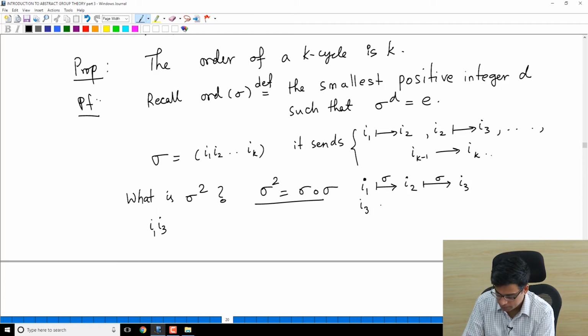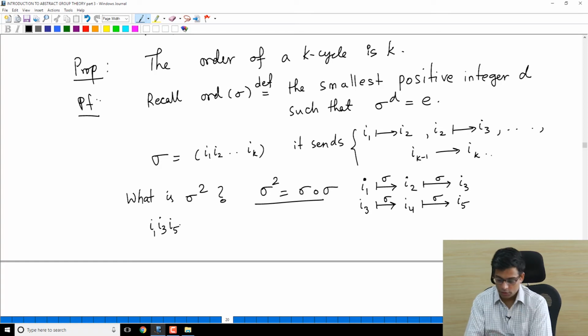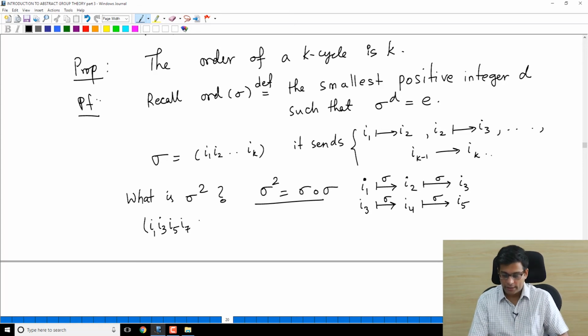What happens to i3? Let's figure out what happens to i3. Under sigma, i3 goes to i4, right? And what happens to i4 under sigma? It goes to i5. So i3 goes to i5. Similarly, i5 goes to i6 under sigma, and under another application of sigma, i6 goes to i7. So i5 goes to i7. So it keeps on going like this.